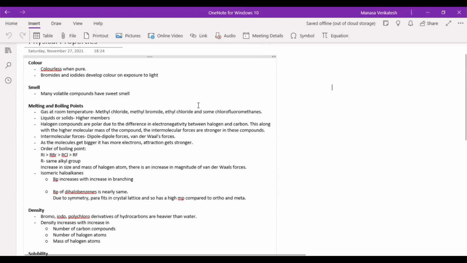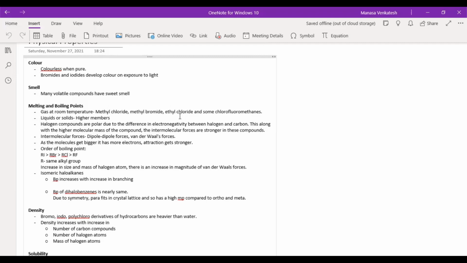Methyl chloride, methyl bromide, ethyl chloride, and some chlorofluoromethanes are gases at room temperature, and the higher members are usually liquids or solids. And this is something that we notice even in case of our first alkanes that we studied, methane, ethane, propane, butane. So that's something quite similar.